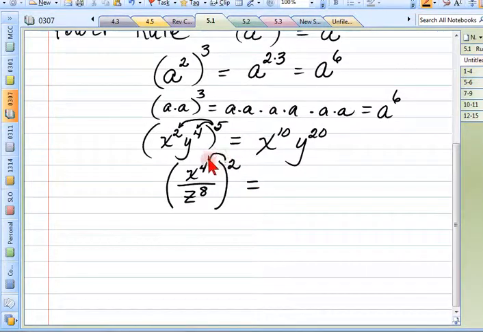Both the numerator and the denominator are affected by that exponent and the power rule. So I will get x to the 8th over z to the 16th. And once again, the visual clue is the power outside parentheses. You're going to use the power rule. It means to multiply the exponents.